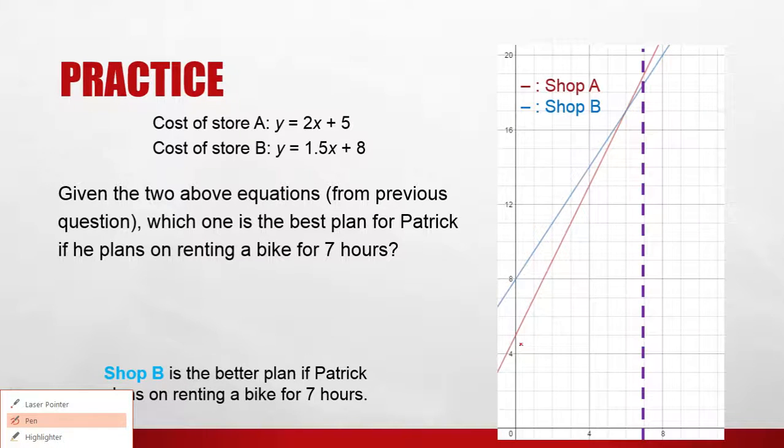So you could do the same thing. If you wanted, let's say Patrick wants to rent it for 3 hours only, you would look right here. And if you look at 3 hours, store A would have been the better one because A is lower. So use the graph to determine where you want to look depending on your situation. Do you want to rent it for 5 hours versus 7 hours versus 10 and whatnot?